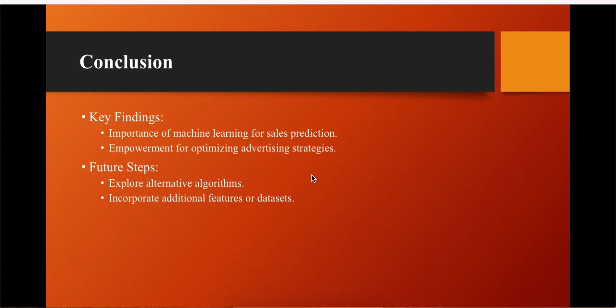And the last slide is conclusions. In conclusion, leveraging machine learning techniques for sales prediction empowers businesses to optimize advertising strategies and maximize sales potential. By understanding the impact of advertising expenditures across different mediums on sales, businesses can make informed decisions based on data-driven insight. This project highlights the importance of data analysis and predictive modeling in driving business success in dynamic markets.